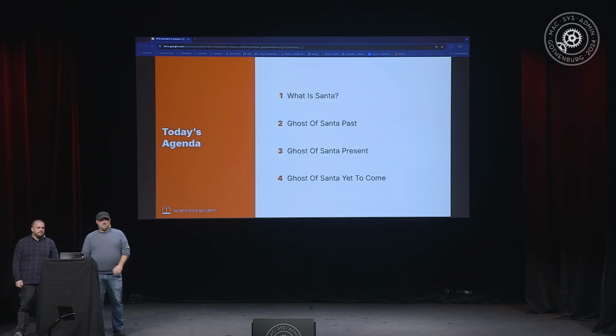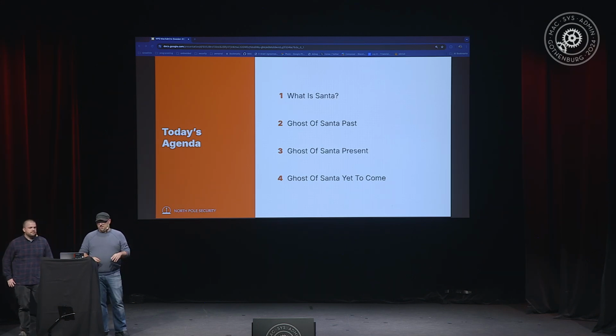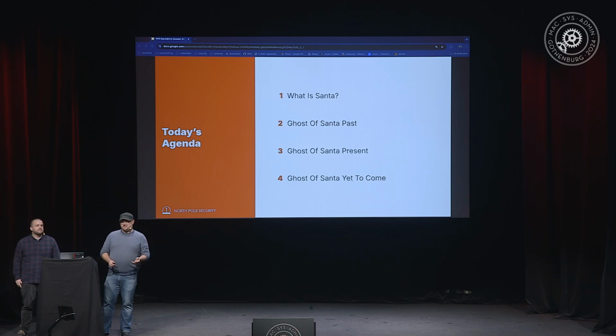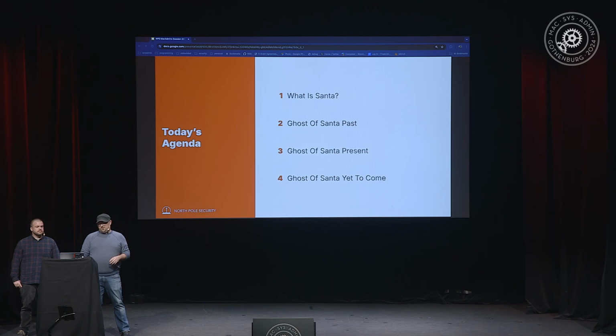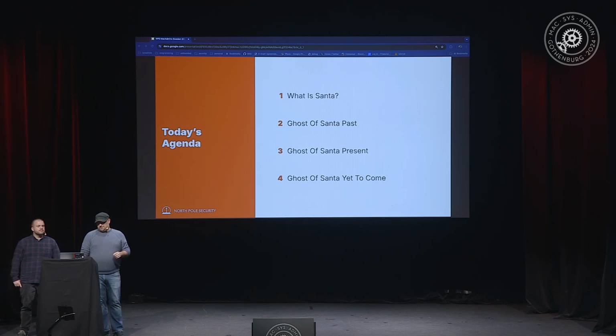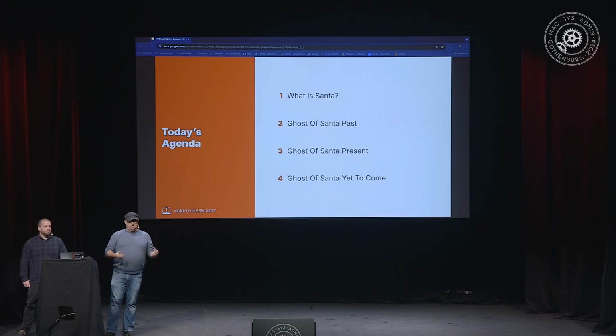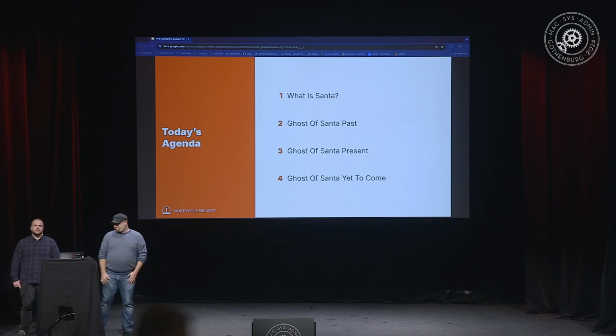So today's talk is going to be broken up into 4 sections, sort of like the classic story of Christmas Carol. We're going to start with a quick introduction for what Santa is, in case some folks aren't familiar with it. Then we're going to move on to what we call the Ghost of Santa Past, which is where it came from, how it was developed, how we used it at Google. Next, we'll move on to the Ghost of Santa Present, or what you can do with it today. And finally, we'll wrap up with a discussion of where the project is going, in the future, right? The Ghost of Santa yet to come.